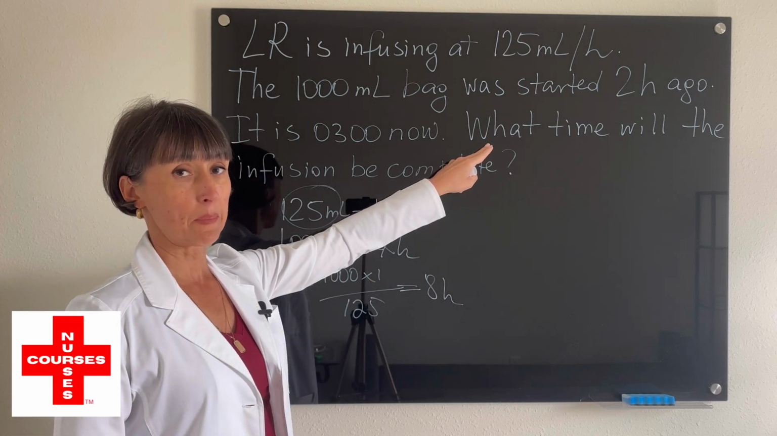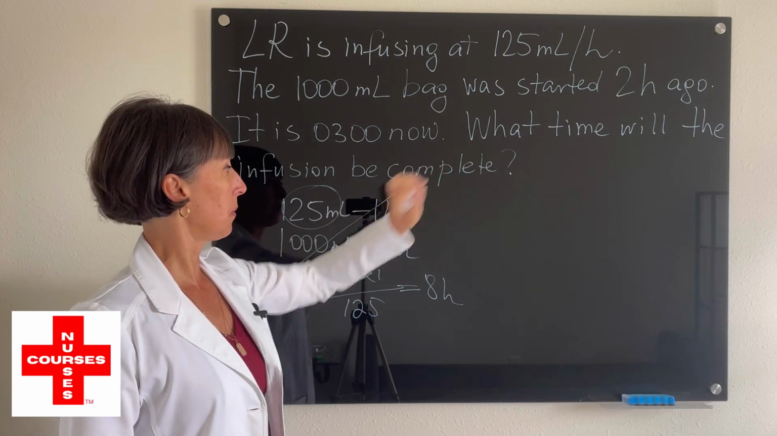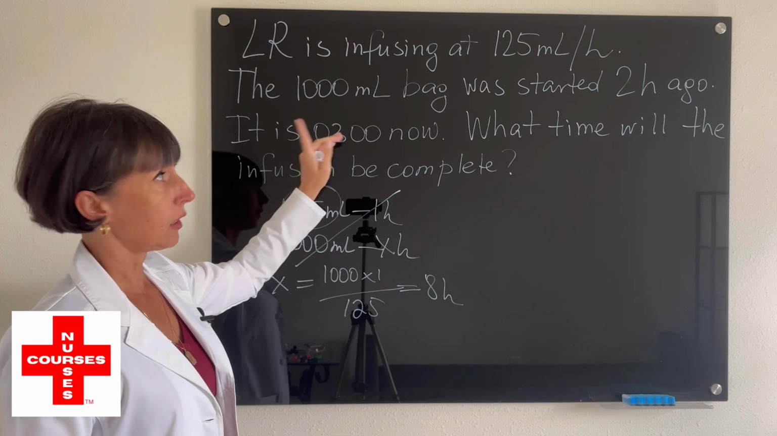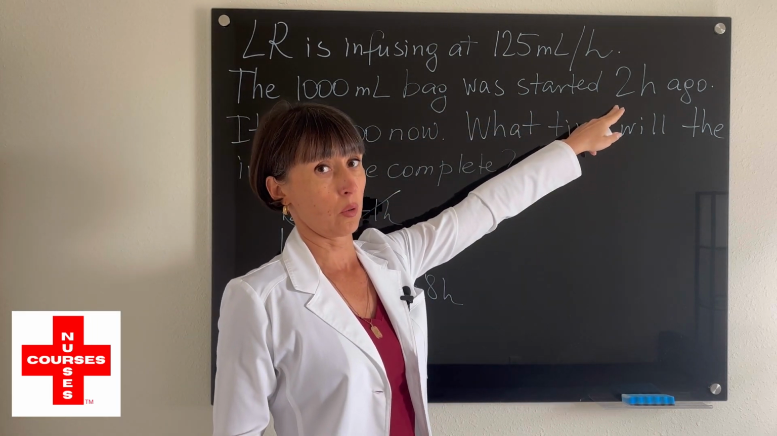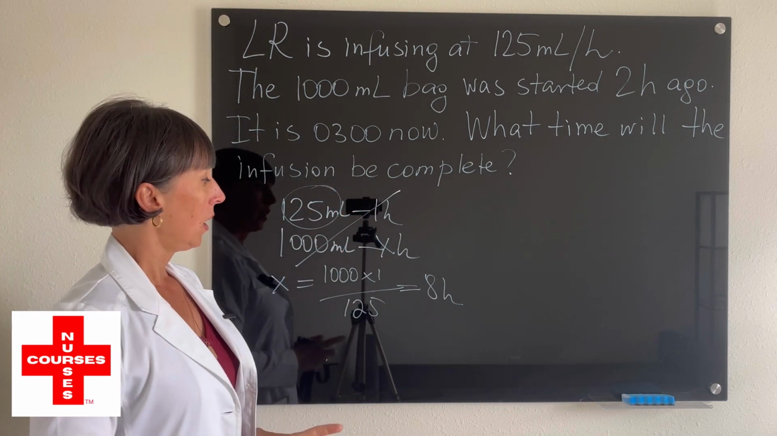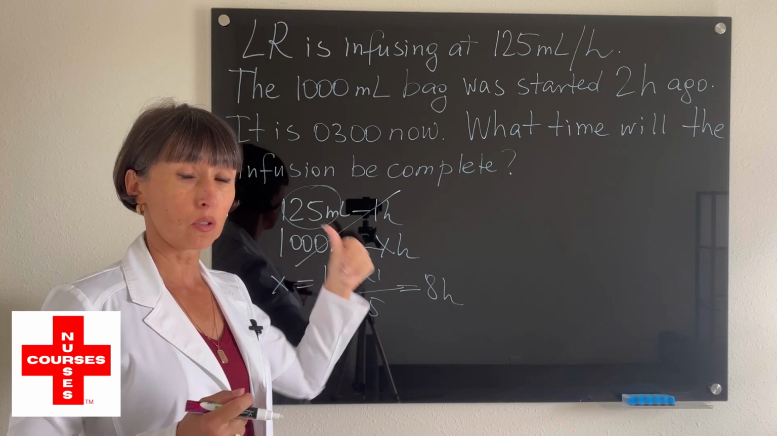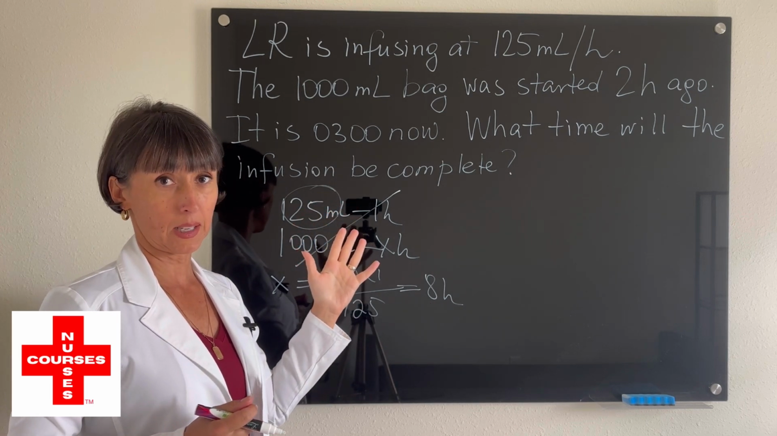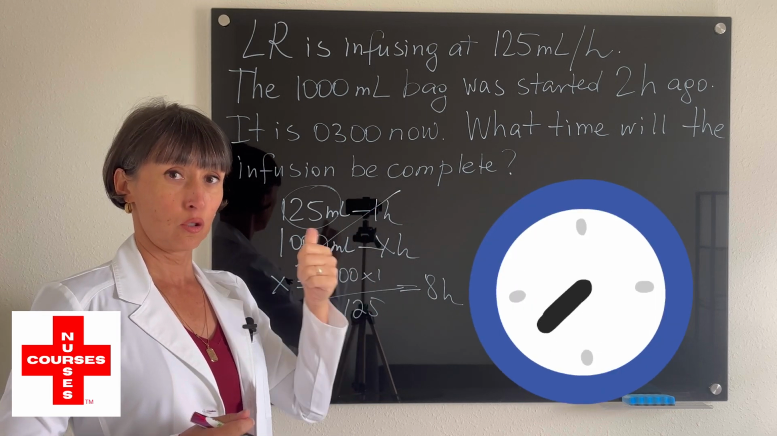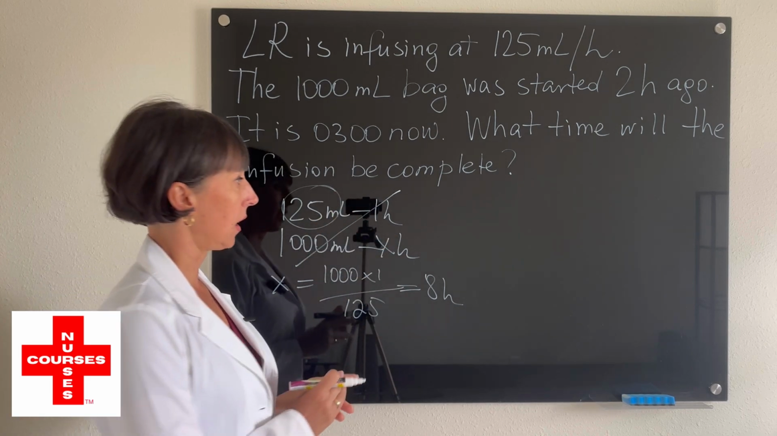Because it's not asking us how many hours it will take for the infusion to be complete, but at what time it will be complete. Let's see. It's 3 o'clock now, but the infusion started 2 hours ago. That means it started at 1 o'clock a.m. From 1 o'clock a.m., we're counting 8 hours. And I always recommend counting hours on your fingers. You're least likely to make a mistake when you count on your fingers. So from 1 o'clock, counting: 2, 3, 4, 5, 6, 7, 8, 9. It's going to be 9 o'clock.